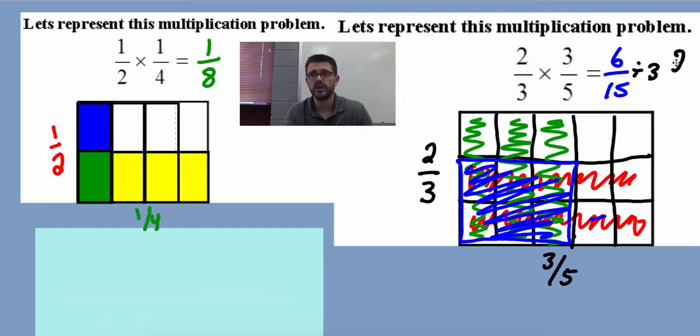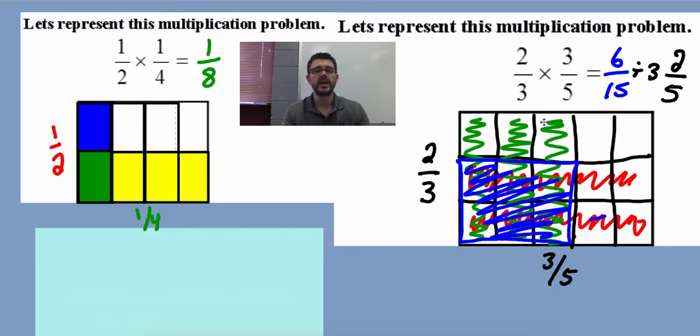6 divided by 3 is 2. 15 divided by 3 is 5. And my final answer is 2/5. Now, you might be thinking, well, Mr. McKenzie, couldn't I have just done 2 times 3 is 6 and 3 times 5 is 15? Yeah, that's what you're going to learn in that next lesson or what you might have already talked about.